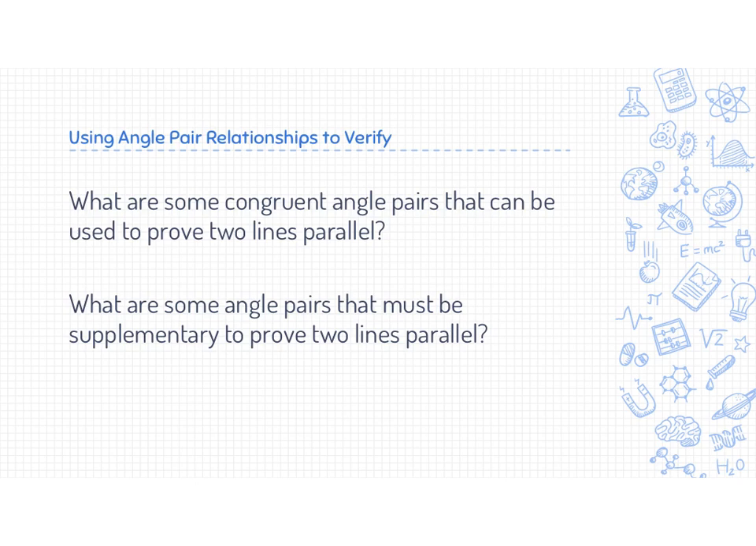All right, so a little freebie on here. This isn't in your notes, but I want you to think about these two questions. What are some congruent angle pairs that can be used to prove two lines are parallel? And what are some angle pairs that must be supplementary to prove lines are parallel? So think back to all the different angle relationships we've used. Be ready to share these out in class.